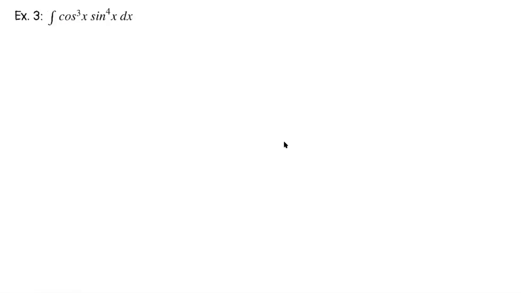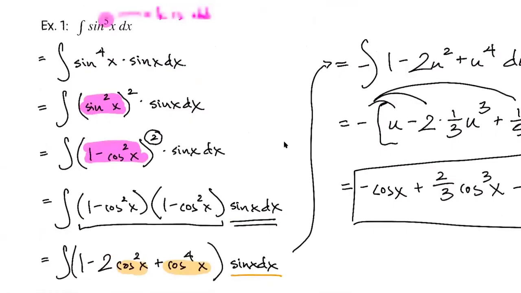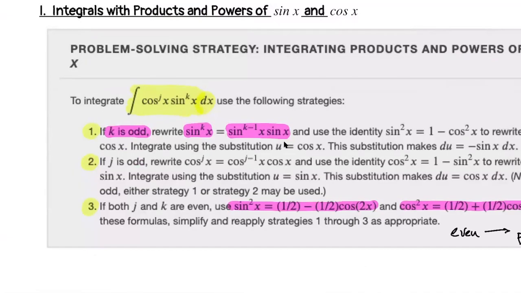Real quick question. Is our goal to get both of those powers to an even? No, not necessarily. So if I go back up to the rules, we want to think about which one of these is going to get us started, okay? So for example, this question has an odd power for cosine. So this one is going to take precedence even though the k power is even. Does that answer your question? Yeah. Okay.